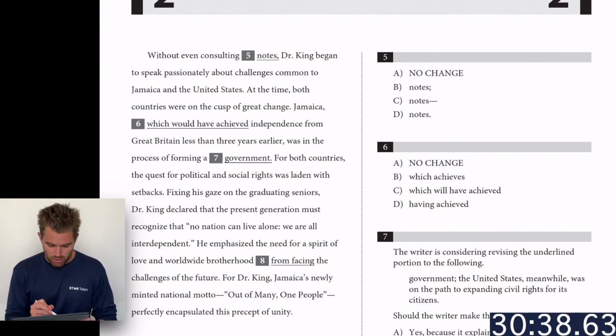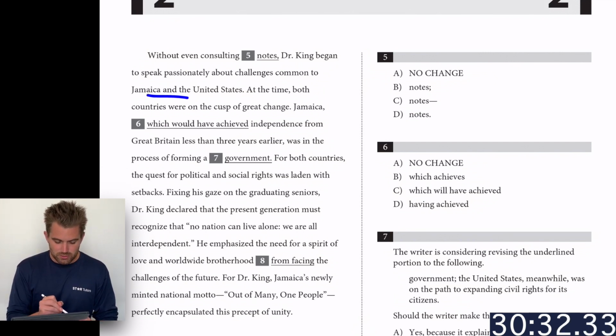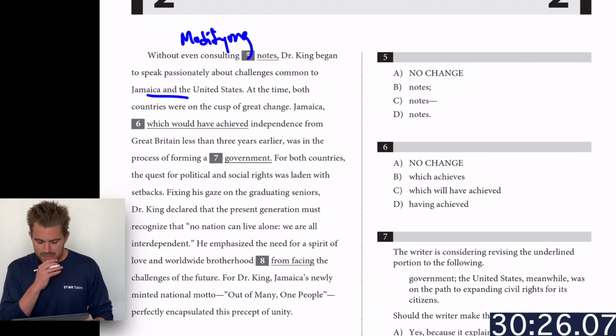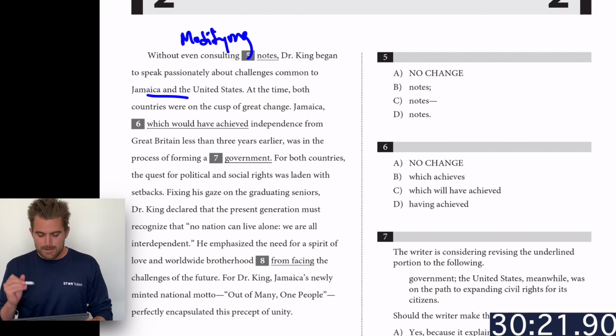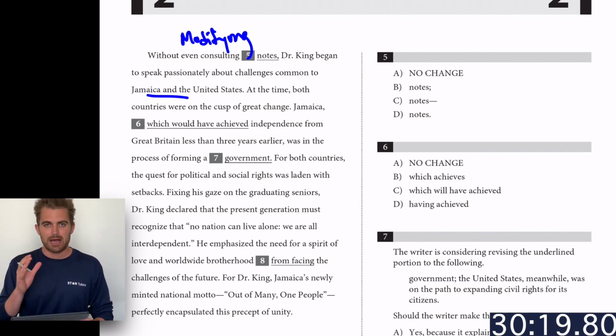Without even consulting notes, Dr. King began to speak passionately about challenges common to the United States. Okay, so "without even consulting notes," this is what we call a modifying phrase, guys. Some of you might call it an appositive phrase, I think. Without even consulting notes, comma. Anytime you have this, you want to say "without even consulting notes," comma. It's the same thing with the dependent clause.